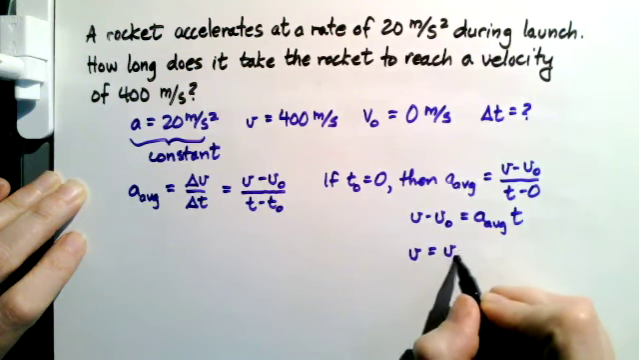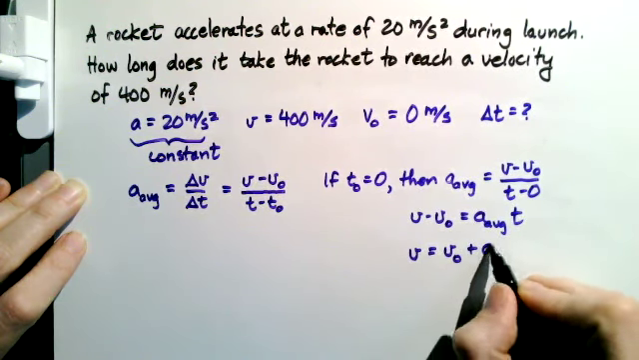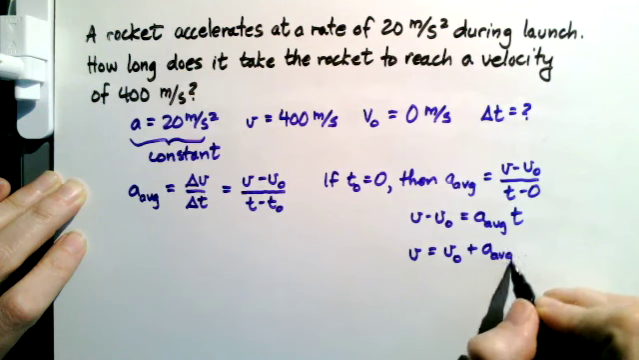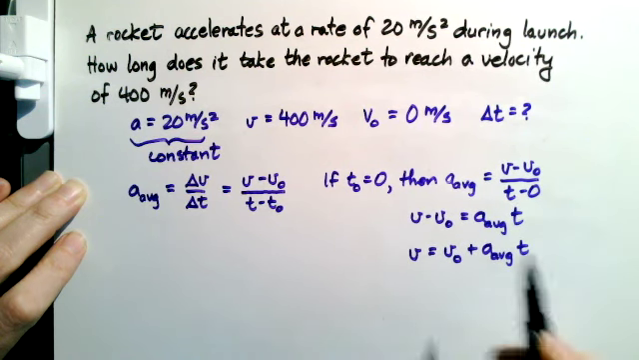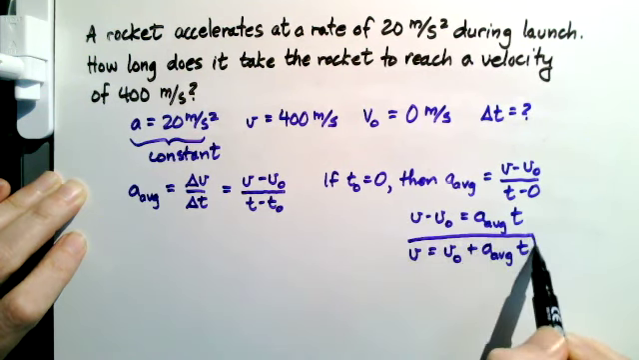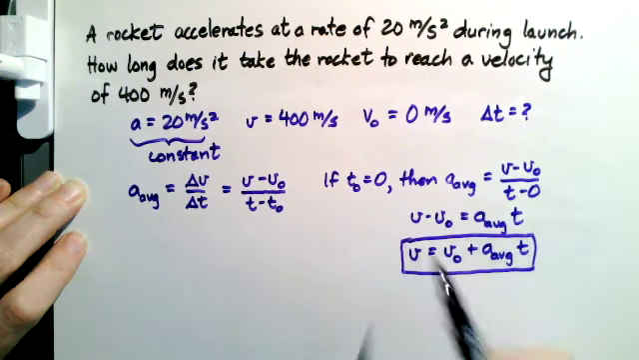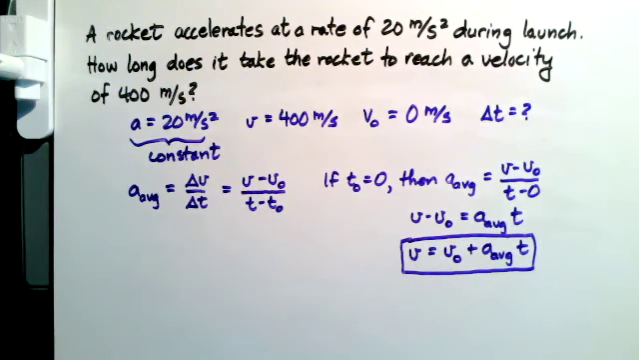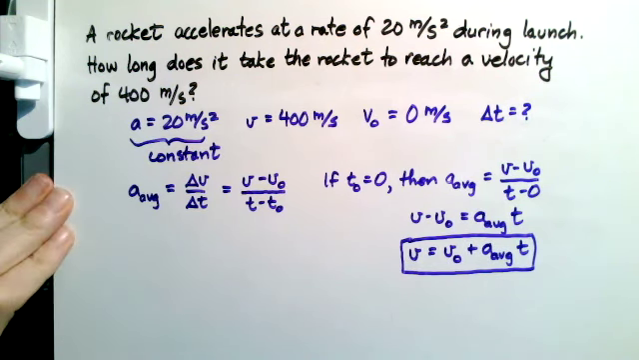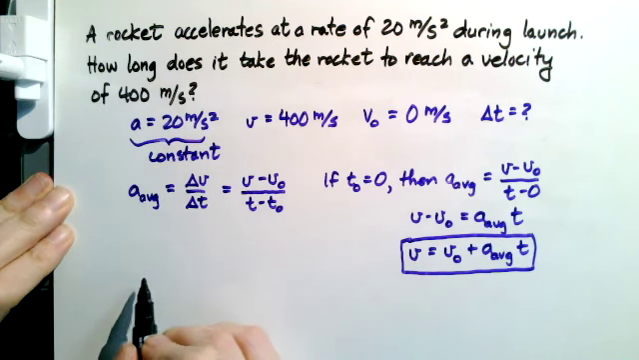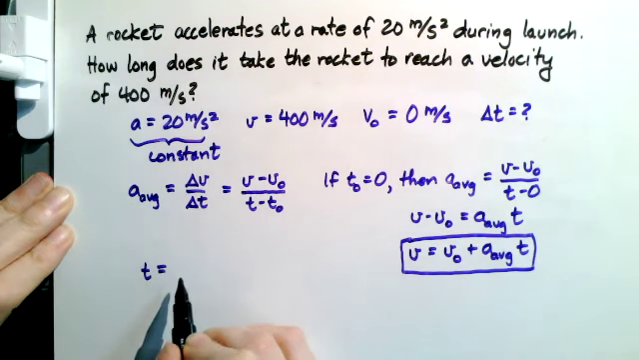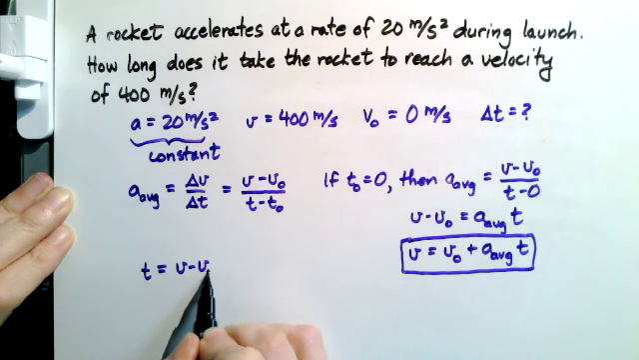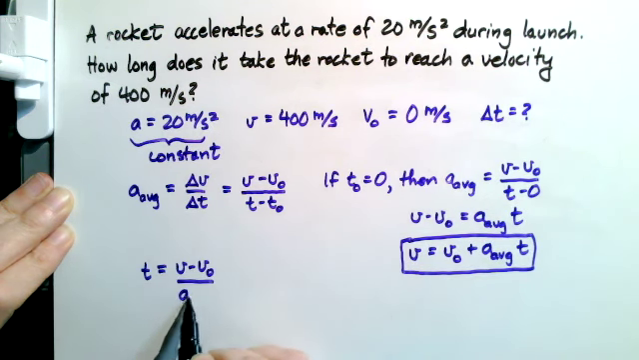Finally, I'll add that negative v0 over to the other side so that I get v equals v initial plus the average acceleration times the time. And this is one of the equations that we can use called kinematic equations that when we have something moving with a constant acceleration, we can solve for the velocity. In this example, though, we already have the final velocity, and instead we want to solve for the time.